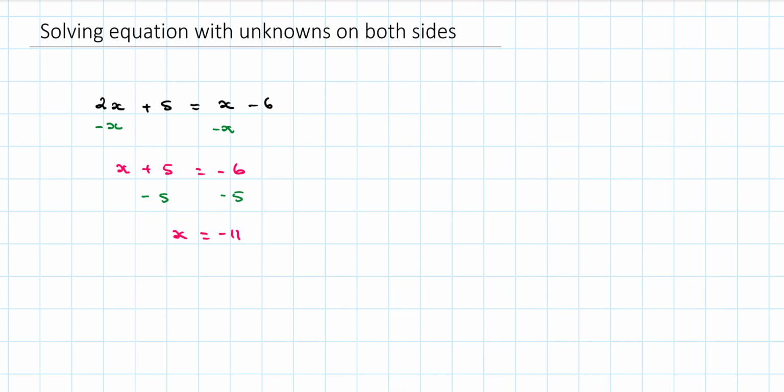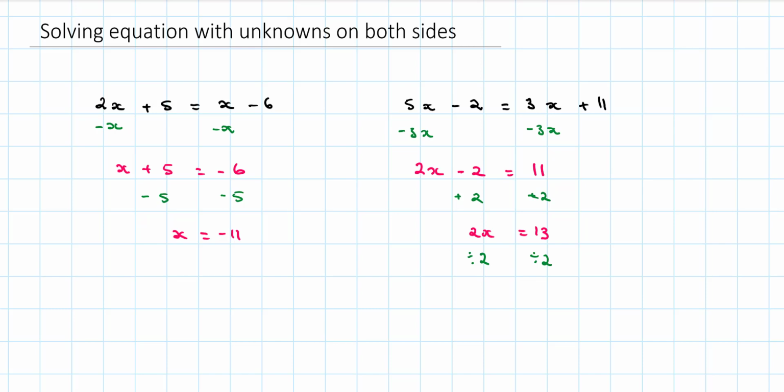Let's look at another example. What if I have 5x minus 2 equals 3x plus 11? So first step, the aim is to end up with x equals, so I'm going to undo the x on the right hand side, and we do that by taking away the 3x from both sides. So I end up with 5x minus 3x, that's 2x, minus 2. 3x minus 3x is 0, that leaves me with 11. The next step is to add 2 to both sides. That gives me 2x equals 13. And the last step to undo the 2 times x is to divide by 2. And that gives me x equals 13 on 2, or 6.5.